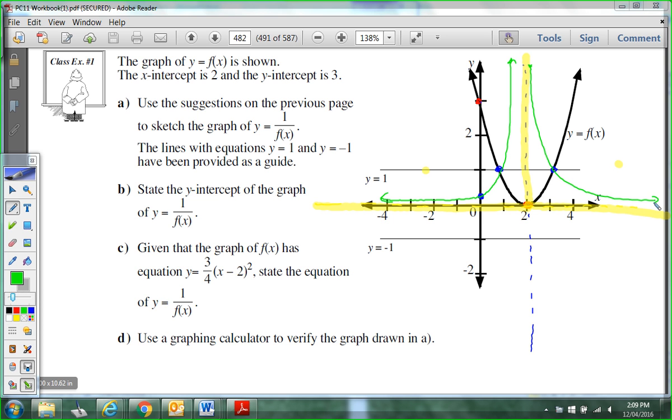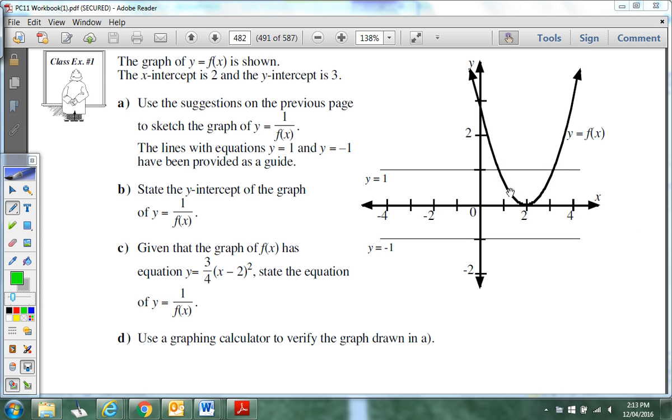Okay, it says B, state the y-intercept of the graph. So we've already done this. We've already answered these. Given that the graph of f of x is the equation 3/4 times (x minus 2) squared, state the equation of 1 over f of x. So it would just be the same thing but over. We flip the 4/3, and you put the (x minus 2) squared on the bottom. And D, use the graphing calculator to verify. So go ahead and look at your calculator if you'd like. I'll pause the video for a second. All right, so I hope you got that taken care of in terms of verifying on your graphing calculator.